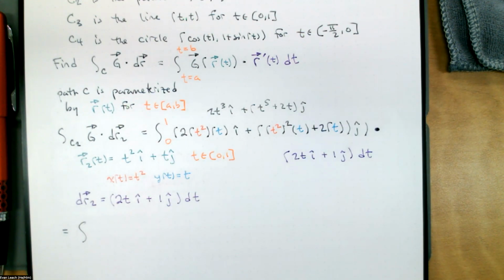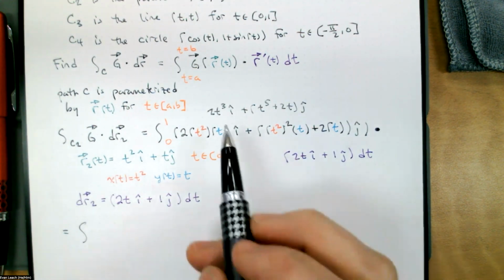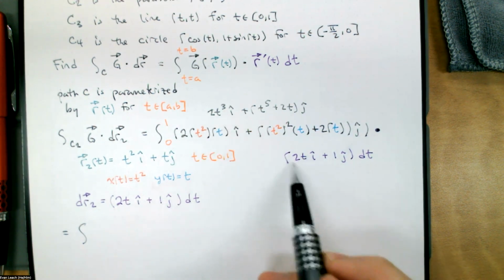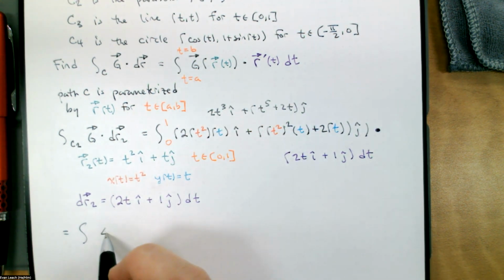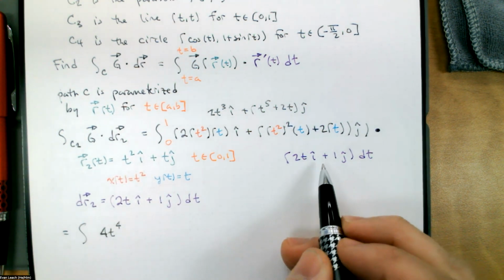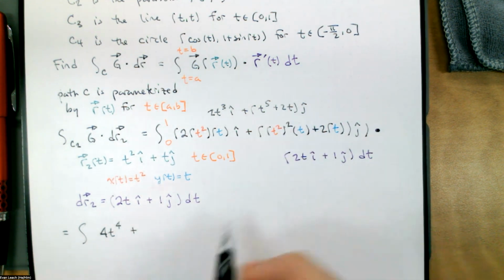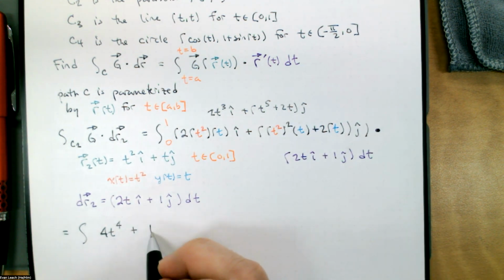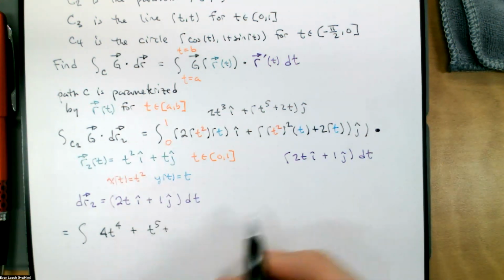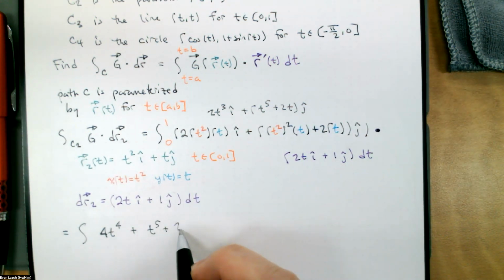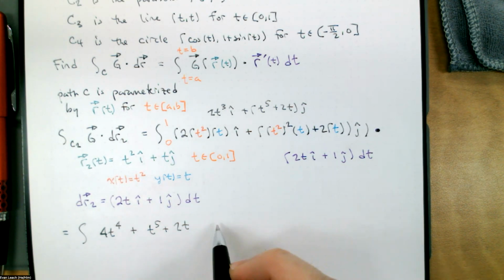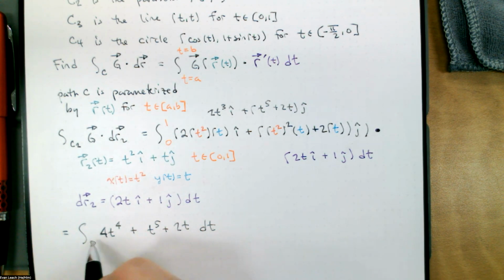That's just a simplified vector field at all the points on the path. We still haven't integrated with respect to t yet. We are calculating the dot product. So I get this 2t to the 3rd times the 2t. So that gives me a 4t to the 4th plus t to the 5th plus 2t times 1. This is all dt on the outside, and we integrate from 0 to 1.